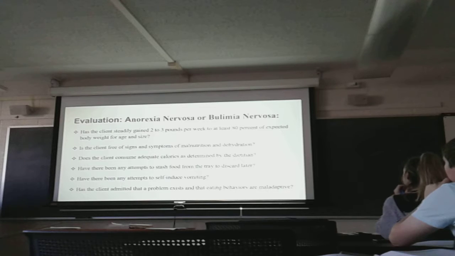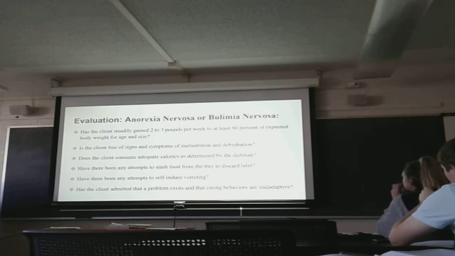Are they free of signs of malnutrition and dehydration? So you want to have good skin turgor, their hair. I know it doesn't happen overnight, but what are signs of poor nutrition? The hair, the skin, the nails, things like that. Have they consumed adequate calories as determined by the dietitian? Are they stashing food to discard later? Because this is where you need to watch them with their trays. Have there been any attempts at self-induced vomiting?